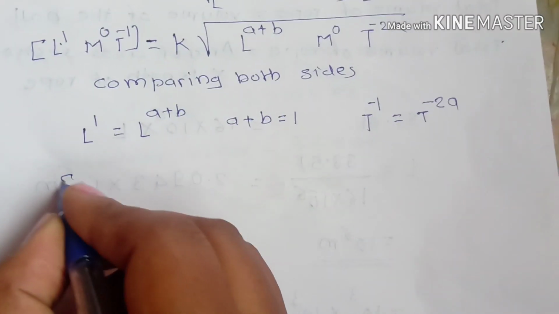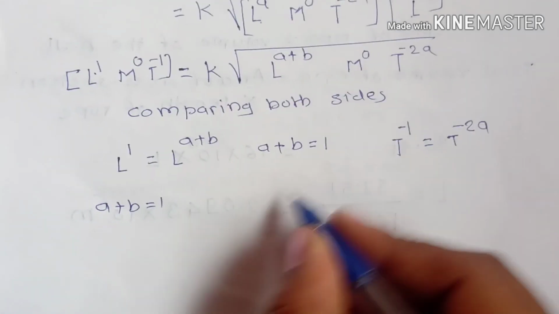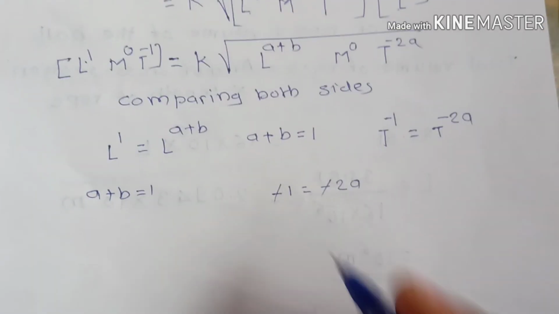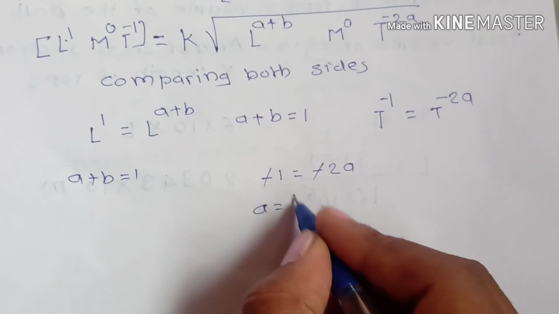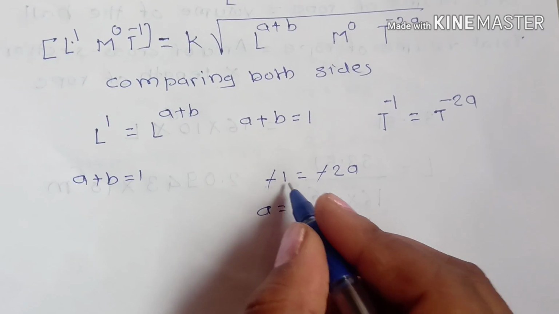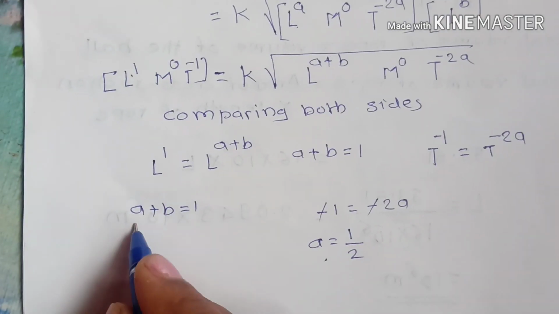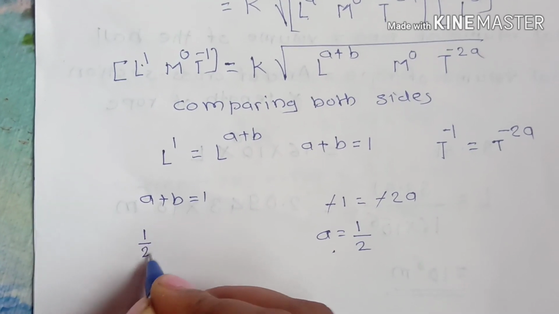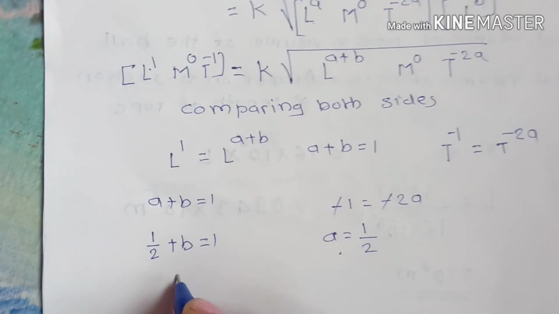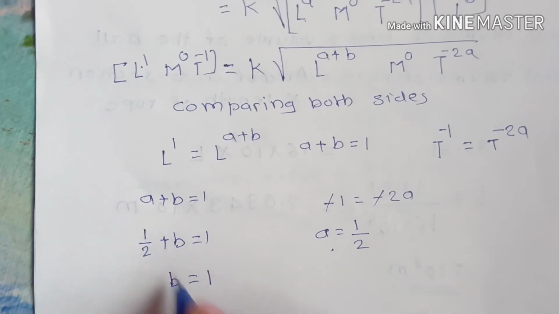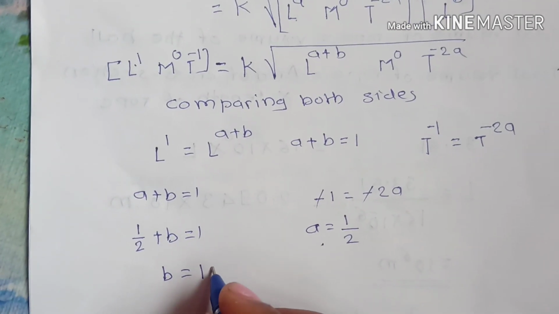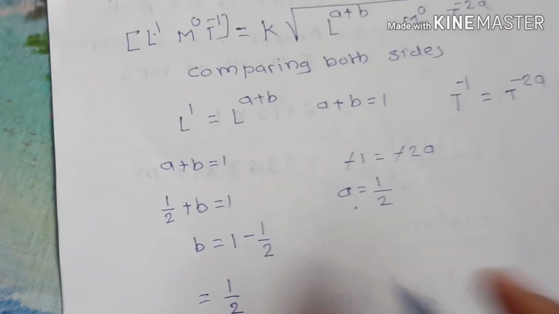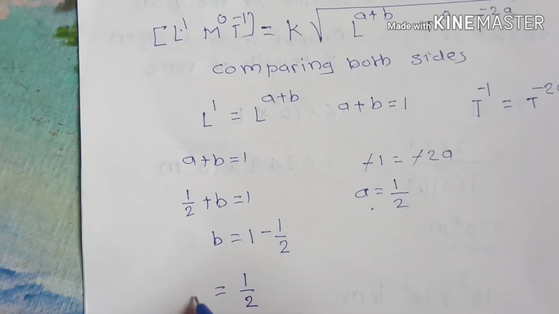So a plus b is equal to 1 and minus 1 is equal to minus 2a. Minus gets cancelled out and a is equal to 1 divided by 2. Put this value of a in this equation. So the equation is again written as half plus b is equal to 1. Then b is equal to 1 minus half, and the answer is also half. So the power of a is half and b is also half.